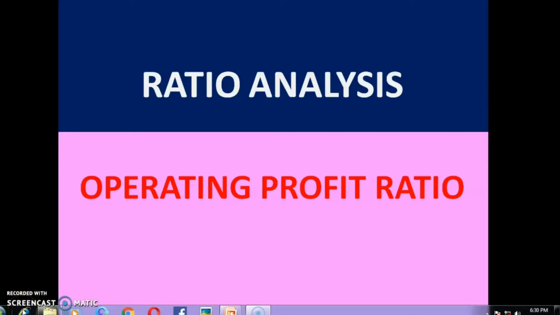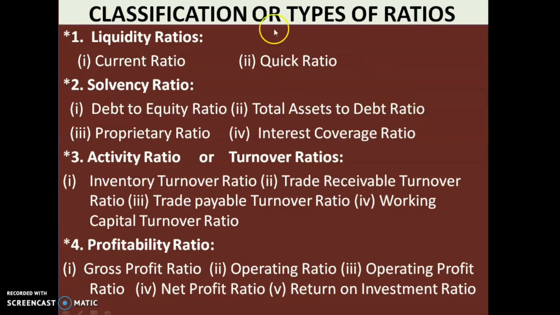Children, the ratio which we are going to discuss today is operating profit ratio. In our previous accountancy class, we discussed operating ratio. This is operating profit ratio. Let us have a review on the types of ratios. There are 4 types of ratios: liquidity ratio, solvency ratio, activity ratio, and profitability ratio. Today we will discuss operating profit ratio and net profit ratio.